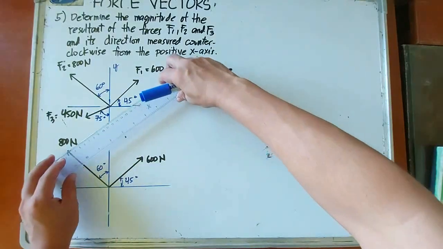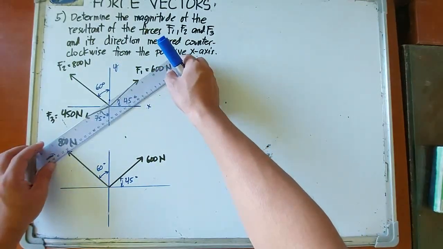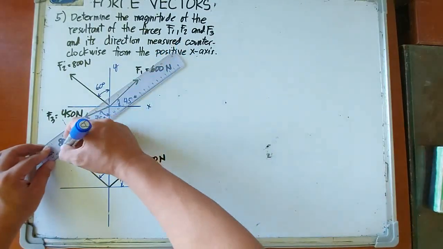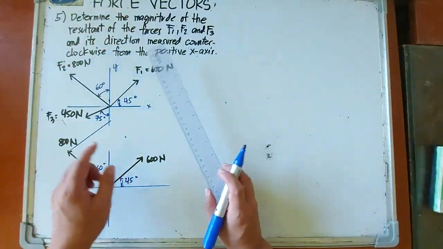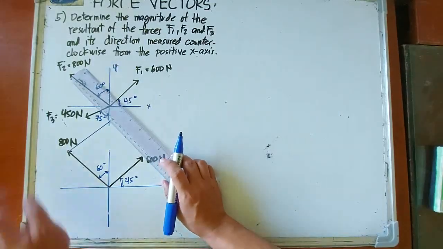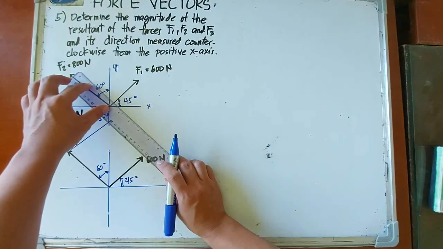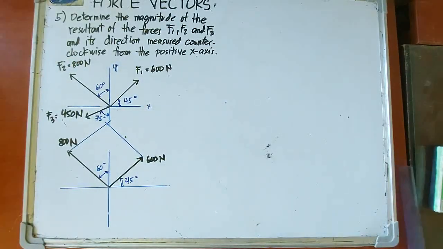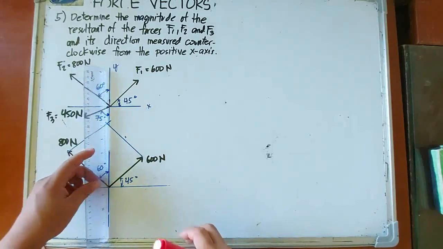So from the head of the 800 Newton force, mag-drawing tayo ng parallel line relative to the 600 Newton force. And then, from the head of the 600 Newton force, drawing tayo ng parallel line relative to the 800 Newton force. Okay. And yung diagonal would be the resultant of the two forces. Okay. So drawing natin yung diagonal.